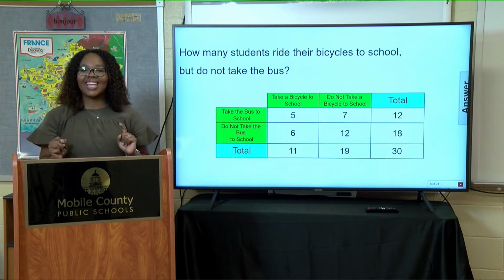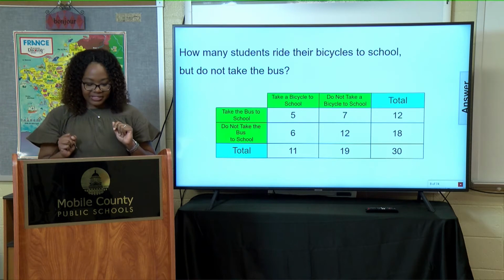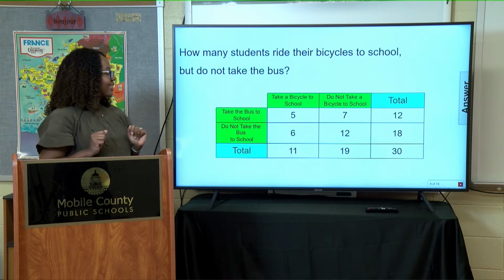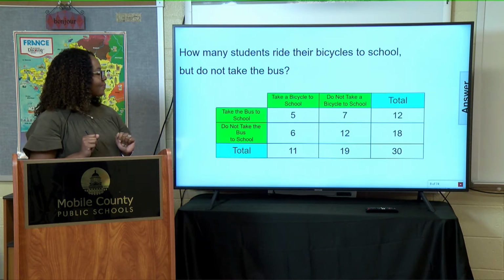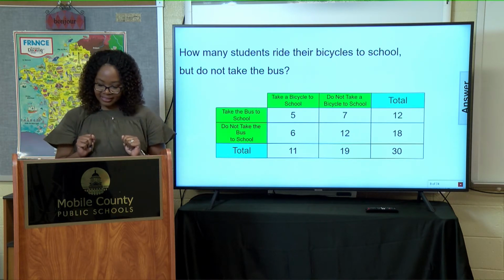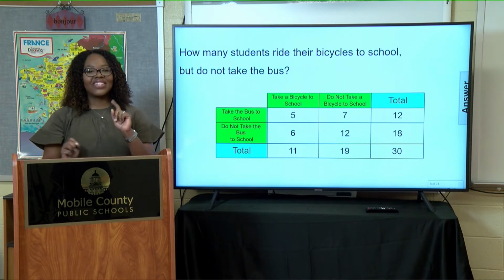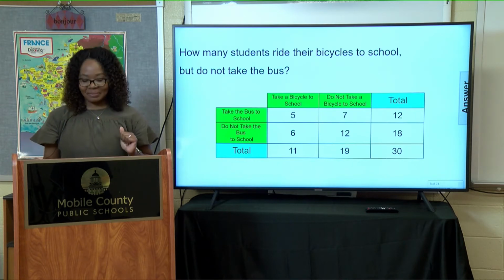Okay, I would like for you to answer this question on your own. How many students ride their bikes to school but do not take the bus? So we have the students that ride their bikes, and we have the students that do not take the bus. If your answer was 6, good job.